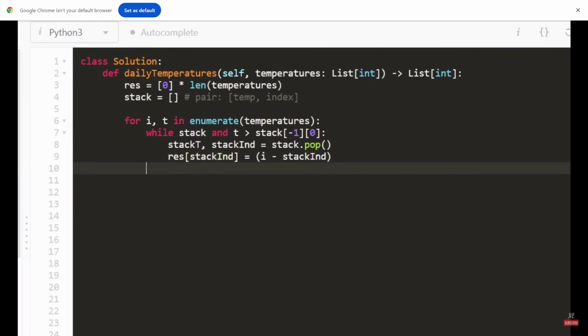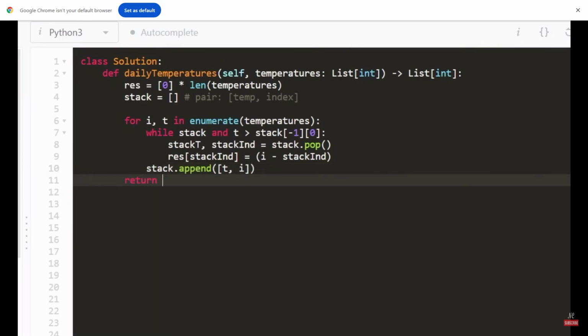And then once that while loop is done, it might execute 0 times, it might execute multiple times. After it's done, then we finally want to append to the stack the temperature that we're currently traversing. So a pair, the T, the temperature value, and the index of that temperature. And once we're done with that, we can go ahead and return our result. The reason we don't have to fill in any extra zeros if our stack is non-empty is because we already initialized our result to be 0. So if we never filled anything in, the default value is automatically going to be 0.